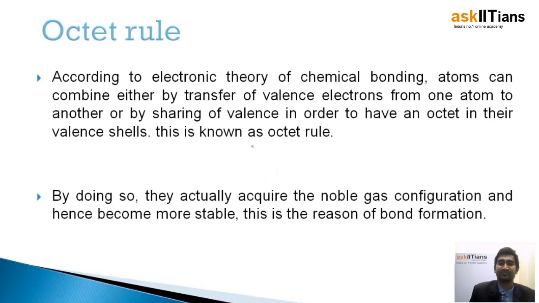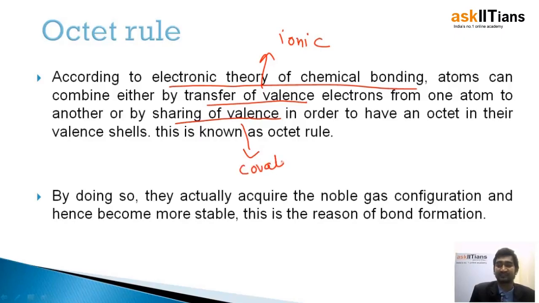So in the case of an ionic bond, we studied that there is donation of 1 electron and acceptance of 1 electron, and in covalent bonding there is sharing of electrons to complete their octet. This is what the octet rule says: according to the electronic theory of chemical bonding, atoms can combine either by transfer of electrons from one atom to another, which is ionic bonding, or by sharing of valence electrons to complete their octet. This is covalent bonding.